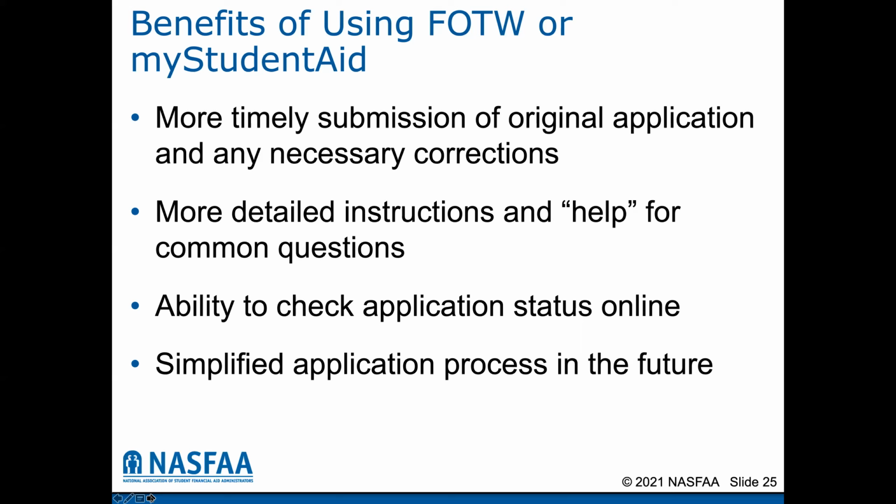And a simplified application process in the future. It is called a renewal process. It keeps all of your information, such as your address, your phone number, date of birth, all that stuff in the application. So if you just click renew, you're really just going to complete the new income information on the next FAFSA.